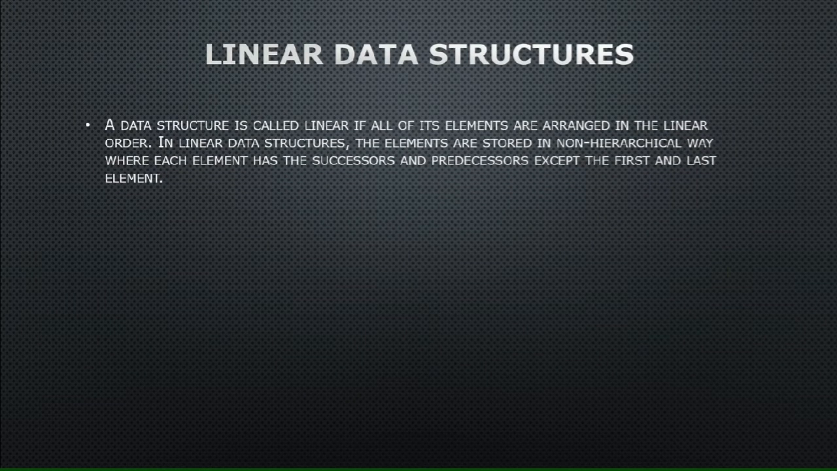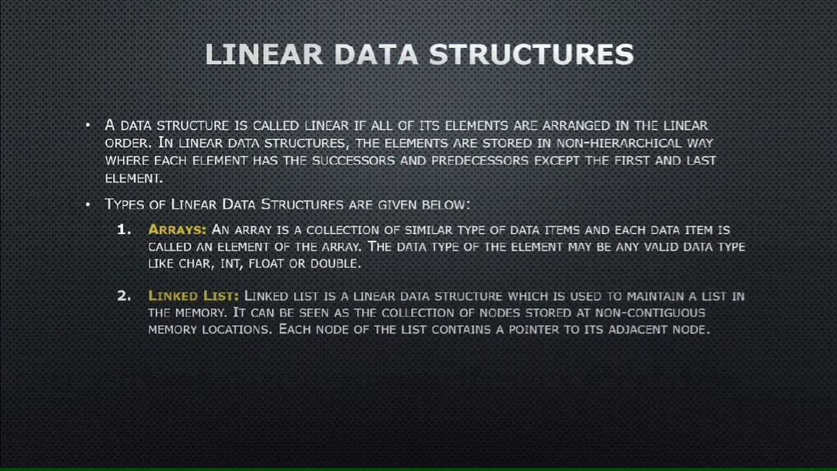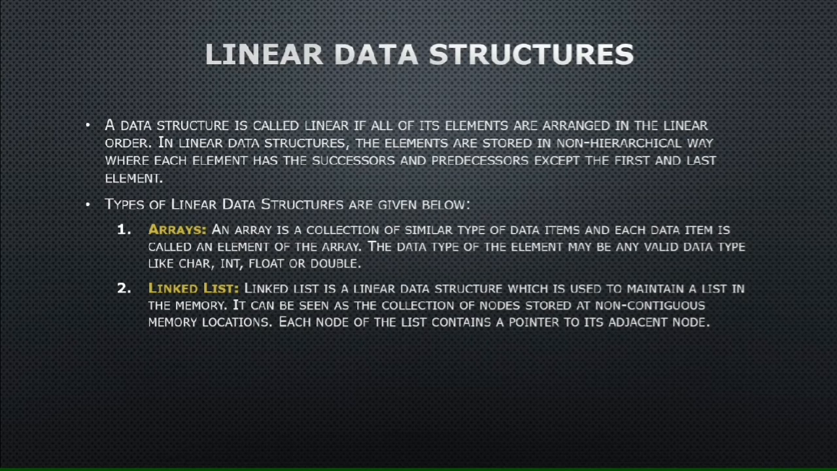A data structure is called linear if all of its elements are arranged in a linear order, that is, in a non-hierarchical way, where each element has a successor and predecessor except the first and the last respectively. Some types of data structures are given below. First one is array. Array is a collection of similar type of data items. Second one is linked list. Linked list is a linear data structure which is used to maintain a list in the memory.